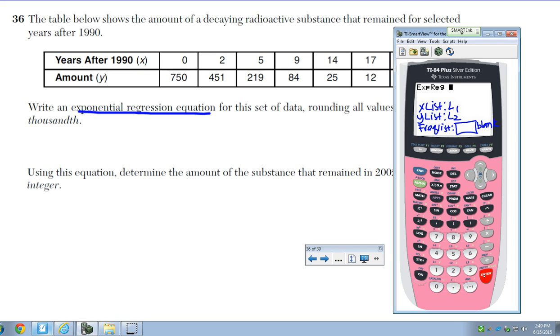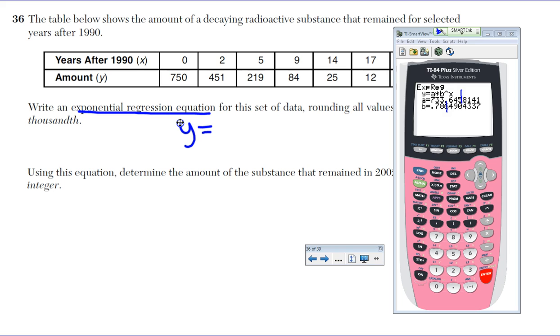All right, so after you do that, I have to do mine this way. And then you're going to just make sure you write that equation out. Thousandths is 3 decimal places. And just be careful of your rounding and put a y equals for an equation. Without a y equals, you will lose a point. And if you round incorrectly, you will lose a point.